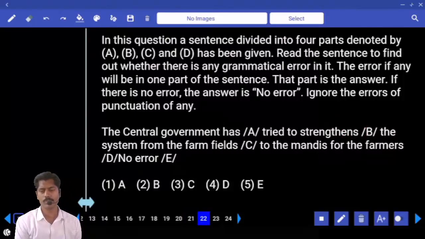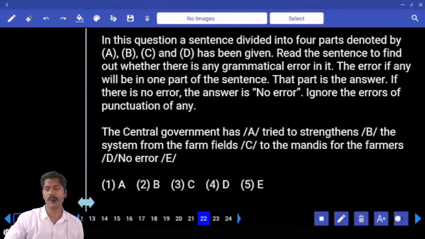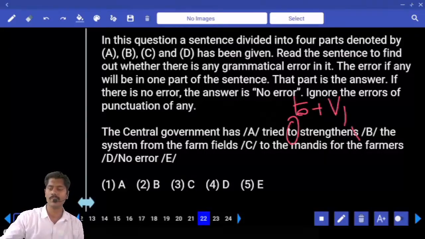Central government has tried to strengthen the system from the farm fields to the mandis for the farmers. After 2, what is needed? We need V1. So strengthen is needed. Strengthen is the right answer.